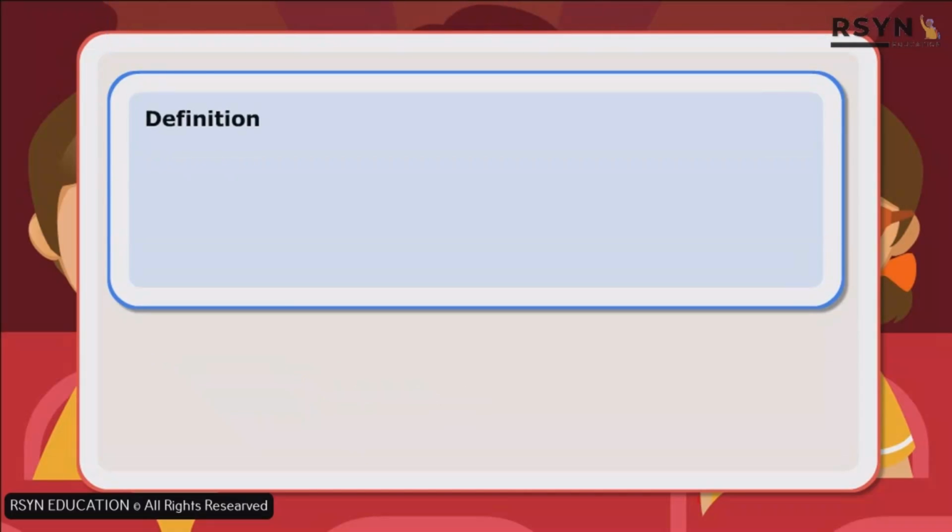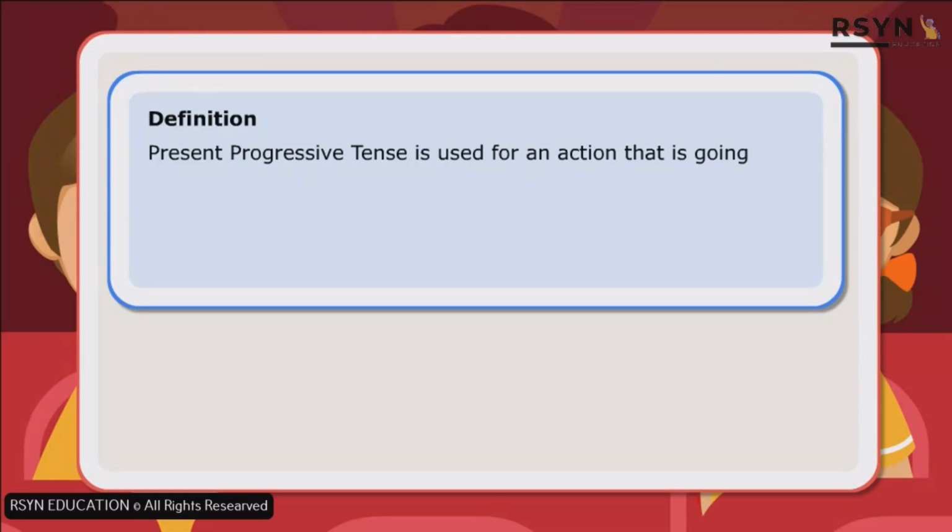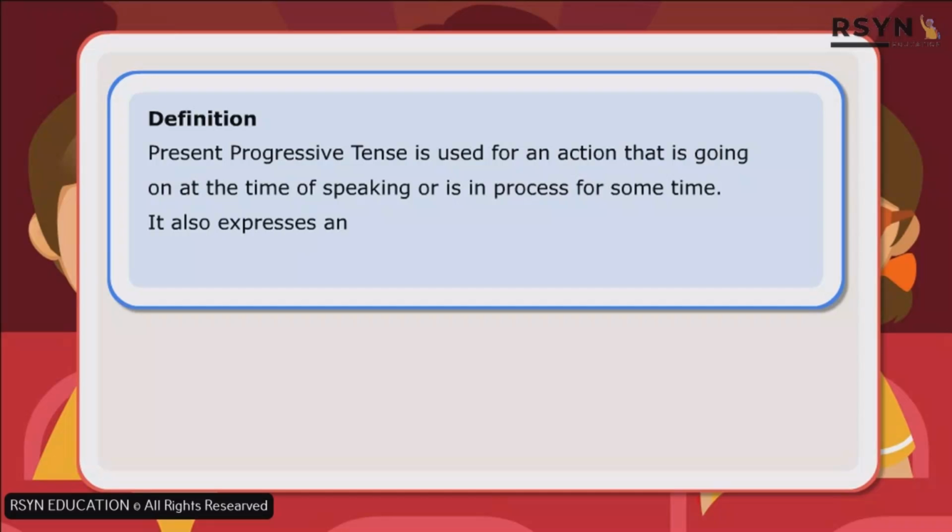Definition: present progressive tense is used for an action that is going on at the time of speaking or is in process for some time. It also expresses an action that has already been scheduled to take place in the near future.